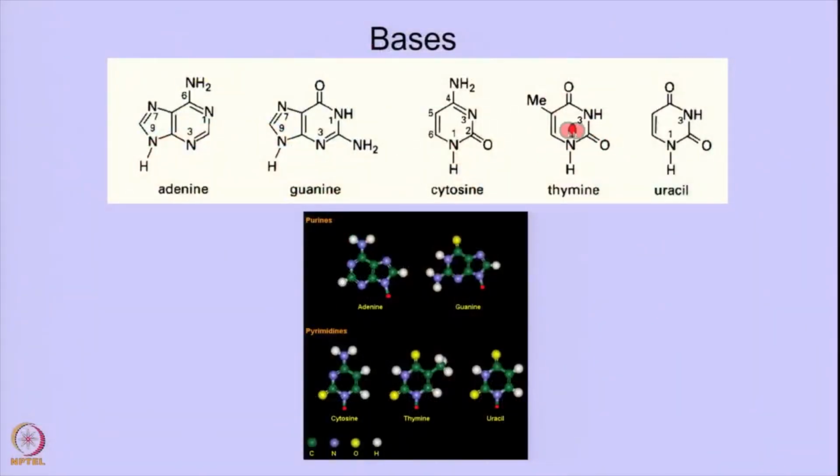As I said, the 1 prime is connected to the base. Now there are 4 different kinds of bases, or there are 5 here. This is adenine, guanine, cytosine and thymine. These are the 4 which are present in DNA. Okay, in RNA thymine is not present, it is replaced by uracil.